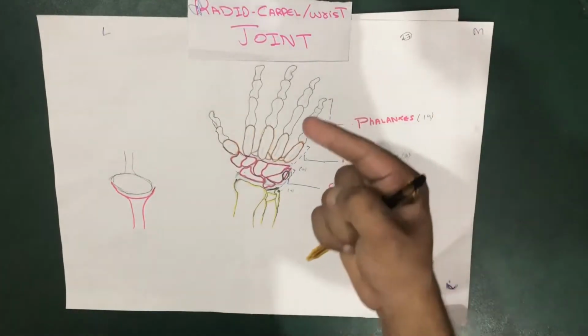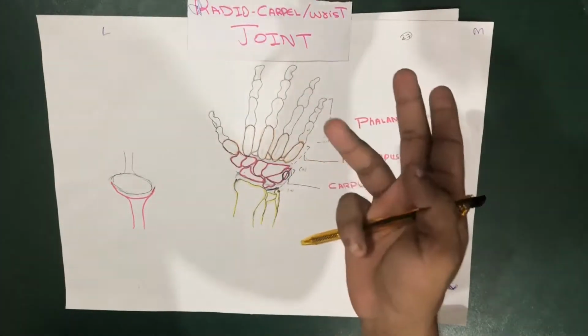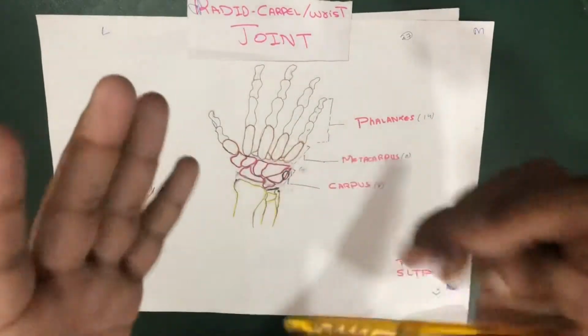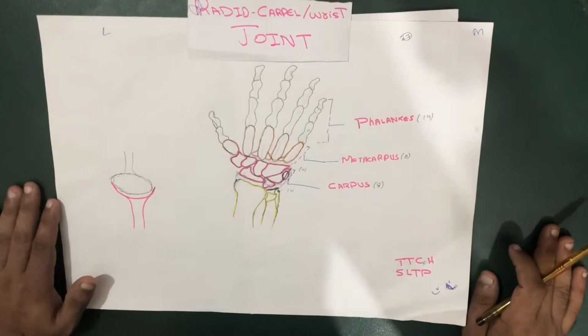So we have talked about the articulation, how the bones are. We have talked about the type, which was a synovial ellipsoid joint. We have talked about the capsule, the ligaments, the synovial membrane, and the nerve supply. Now let's talk about the movements.